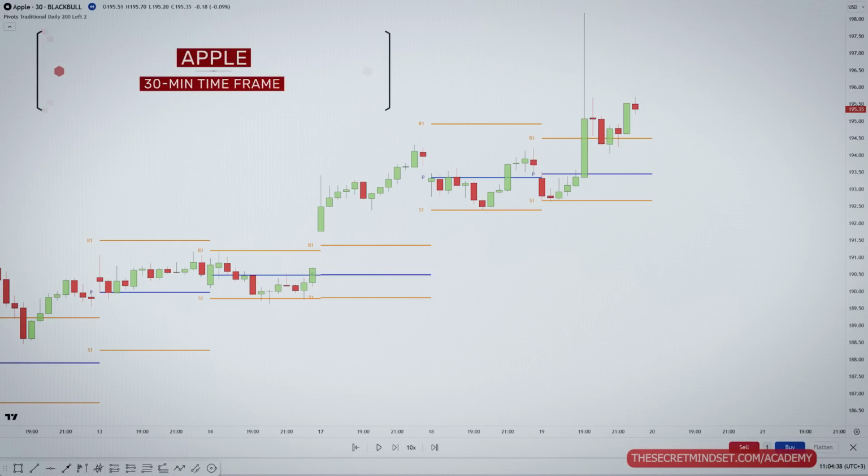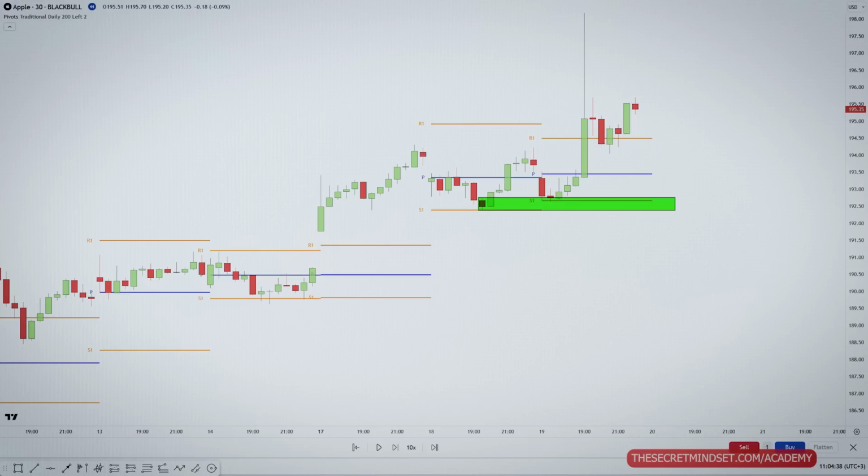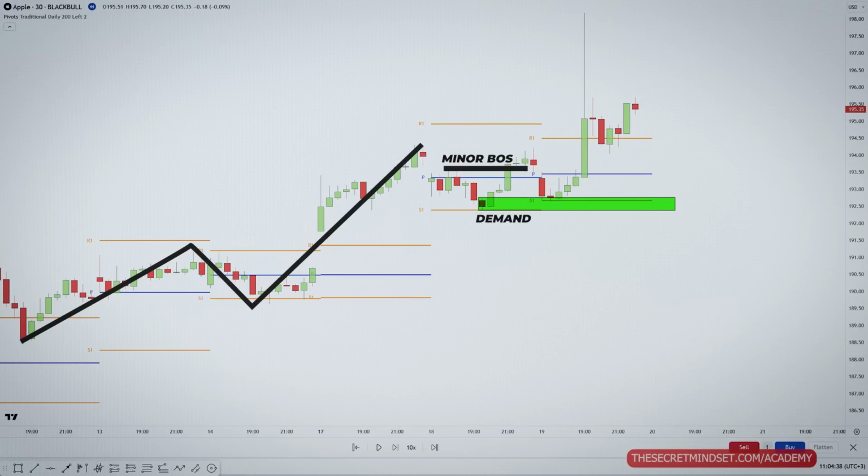Here's how a buy trade on Apple would unfold. First, we mark this demand zone, indicating a potential trend continuation. If we look at the past price action, we see the market making higher highs and higher lows. And we have this minor break of structure right here. Right after the demand zone, notice this fair value gap, indicating strong buying interest and an aggressive influx of buyers.